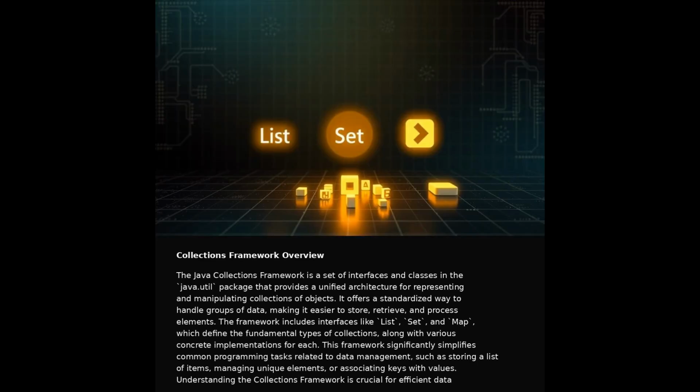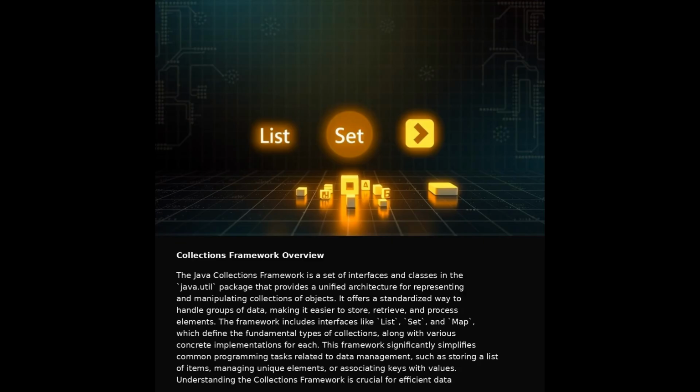Collections Framework Overview. The Java Collections Framework is a set of interfaces and classes in the java.util package that provides a unified architecture for representing and manipulating collections of objects. It offers a standardized way to handle groups of data, making it easier to store, retrieve, and process elements.